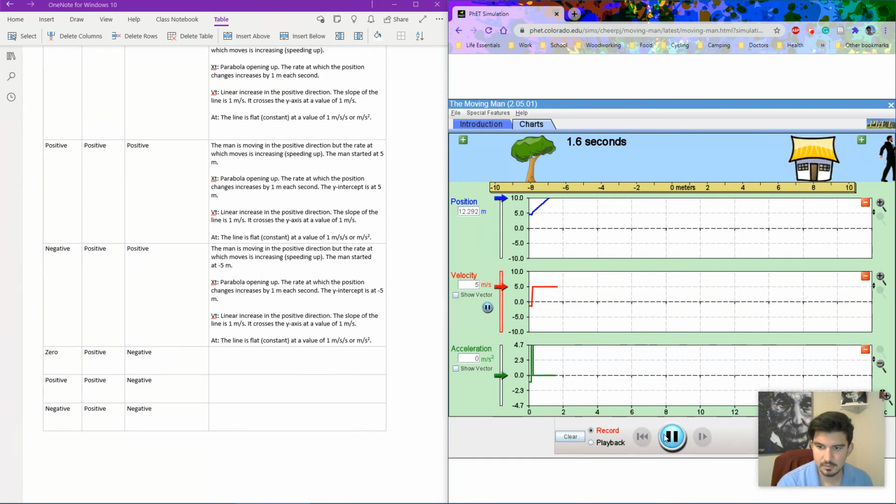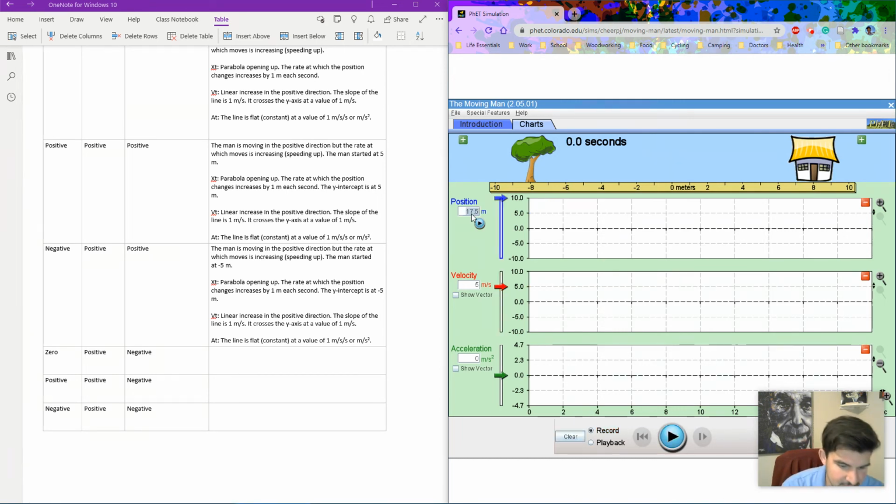Why did he just stumble? I didn't want him to stumble. Position of 5. I think he's just tired of running, and that's what he's trying to tell me. There we go. Oh, it cleared my acceleration. Oh my gosh. I'm sorry, guys.